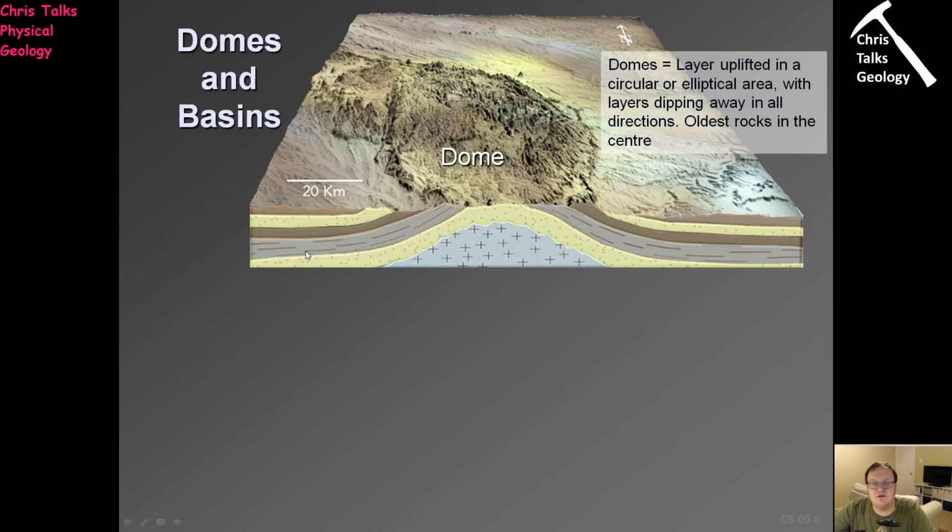Okay, now the final couple of features we're going to talk about when it comes to folding are domes and basins. Now, domes and basins are a slightly different thing. So a dome is essentially a dome-like feature where you have layers of rock which have been uplifted, and it produces a circular or elliptical feature. Now, just like an anticline, the oldest rocks will be at the center and the youngest rocks will be on the outside. So a dome is somewhat akin to an anticline, but whereas an anticline will form a linear feature, a dome essentially is a circular or elliptical feature.